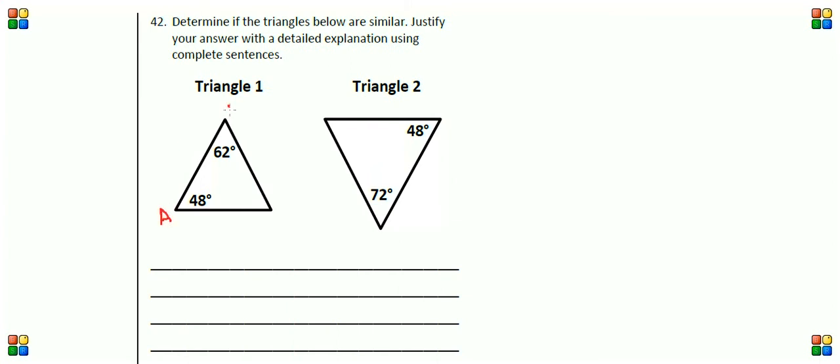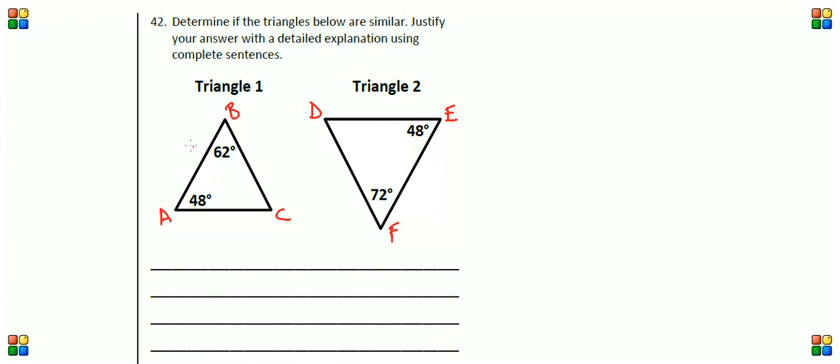A, B, C. Doesn't matter how I label these. I'll just label this as D, E, and F, as long as you use different letters so you don't get the vertices confused. Well, they haven't given us any information about the side lengths. All we have is angle measures. So we're going to have to compare angles and see if we can prove they're similar by angle-angle similarity.